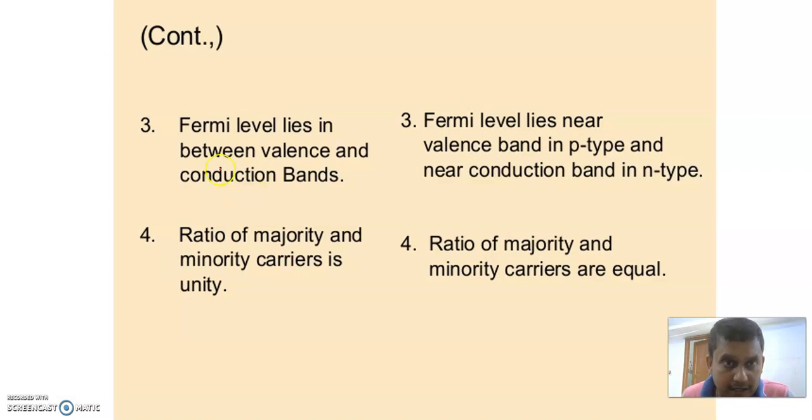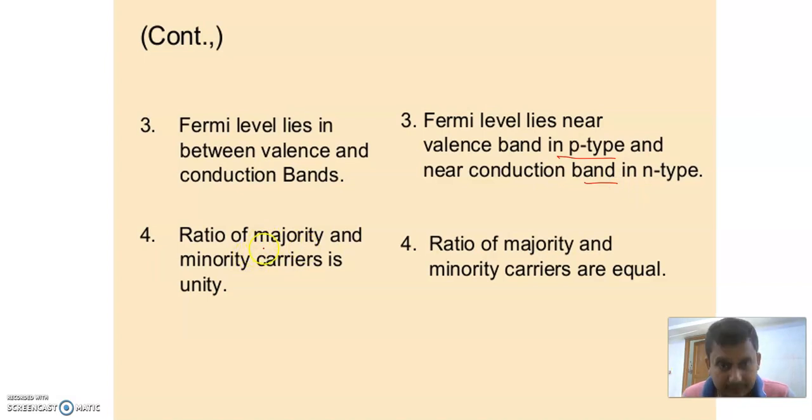Now, third is that Fermi level lies in between the valence band and conduction band, which we observed from the energy diagram. For extrinsic semiconductor, Fermi level lies near the valence band in p-type and near the conduction band for the n-type.